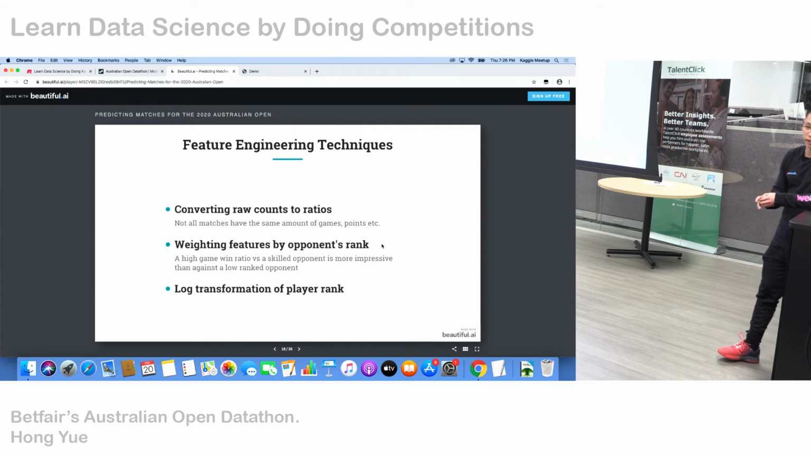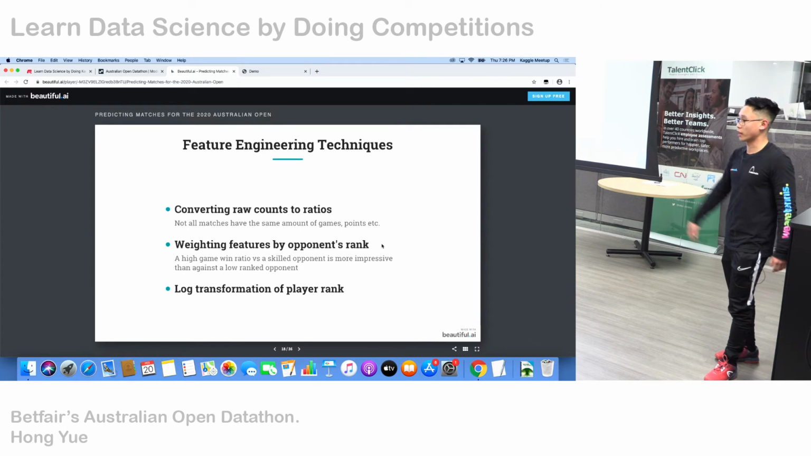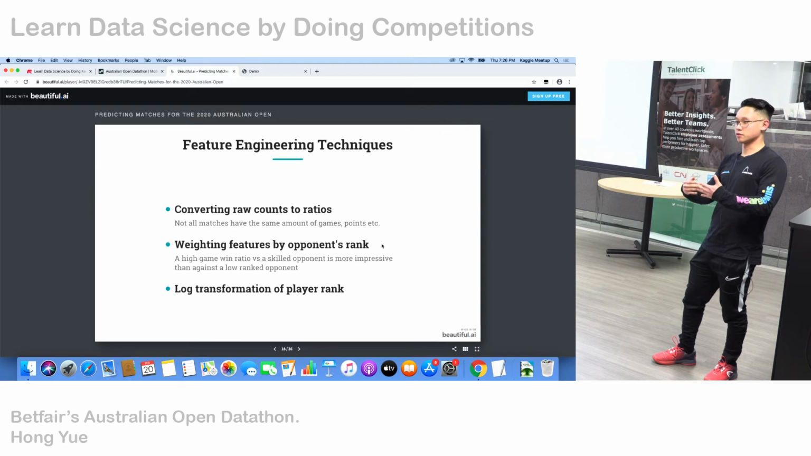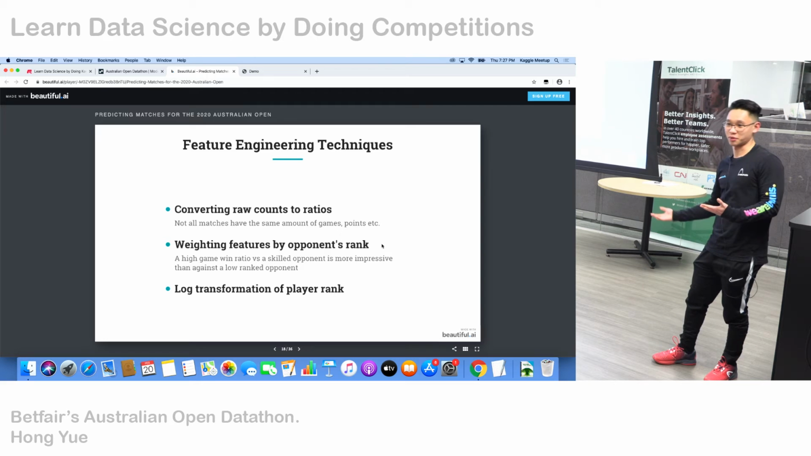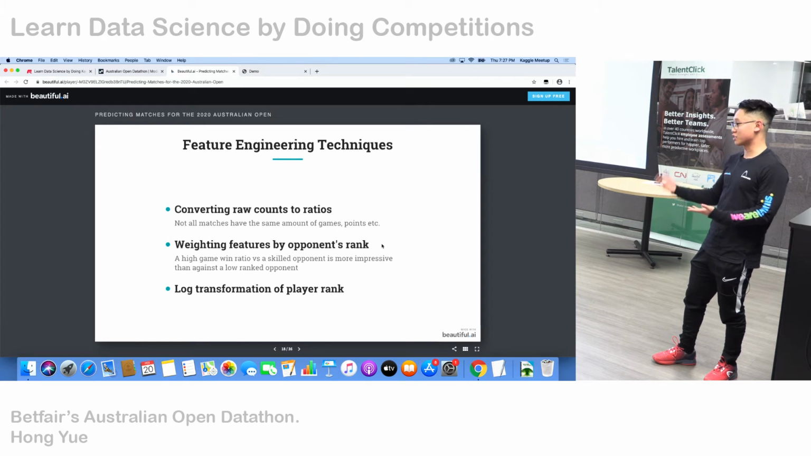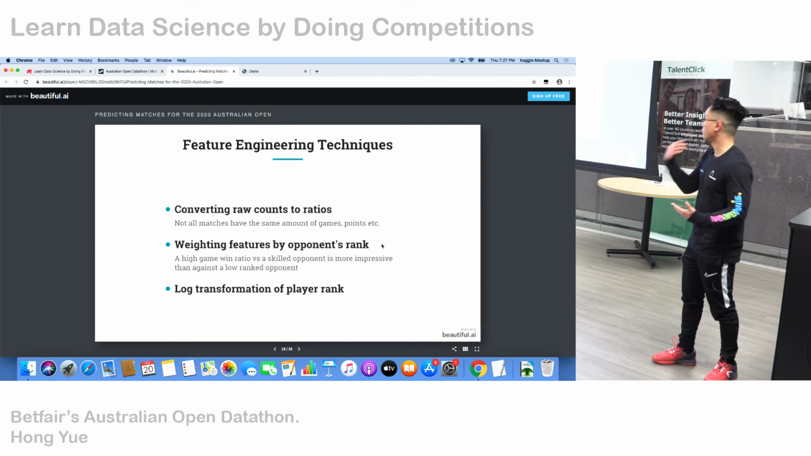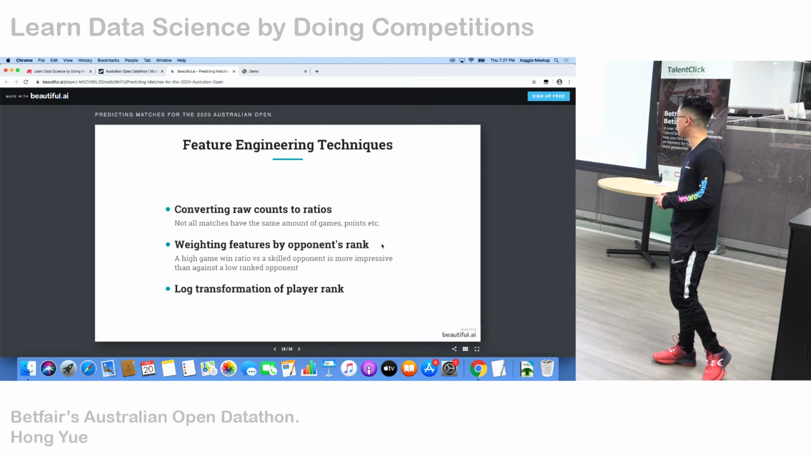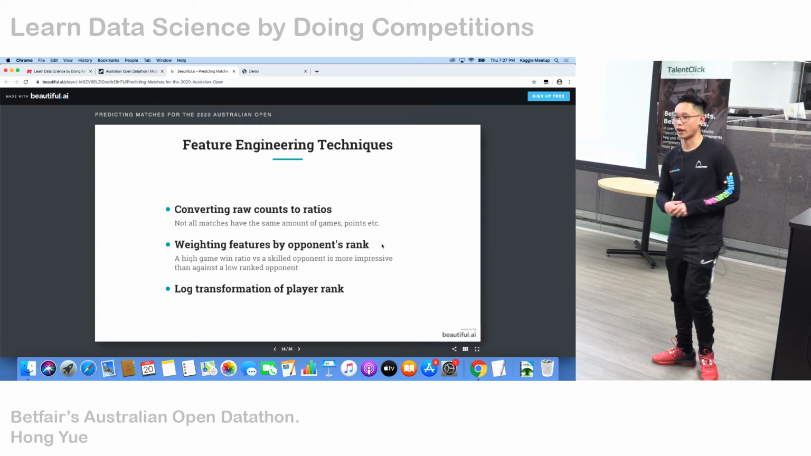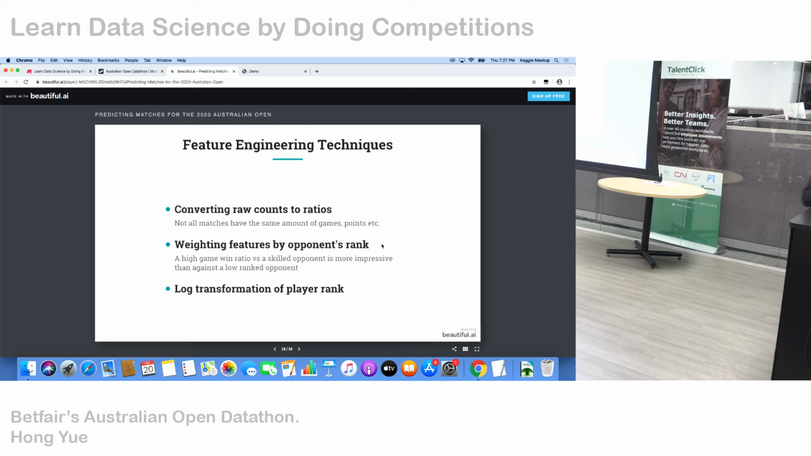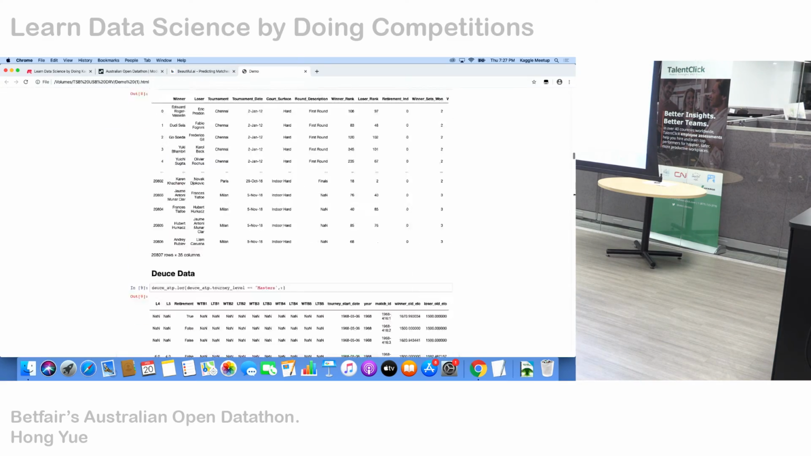Yeah, and then one thing we can do is to weight features by the opponent's rank. So a game-win ratio, let's just say 0.8, right? If you're getting a 0.8 game-win ratio against the rank 1,000 player in the world, that's not that impressive. If you can get a 0.8 game-win ratio against the rank 1 player, that's a lot more impressive. So that's one thing that you can do. I think I ended up incorporating a weighted game-win ratio and also a weighted point-win ratio as well. Yes, log transformation of player rank. That's actually pretty useful as well. I think I have some visualizations of that.